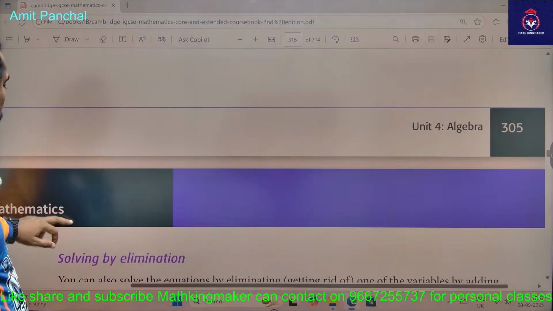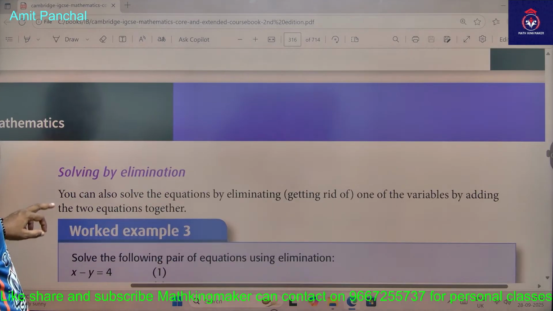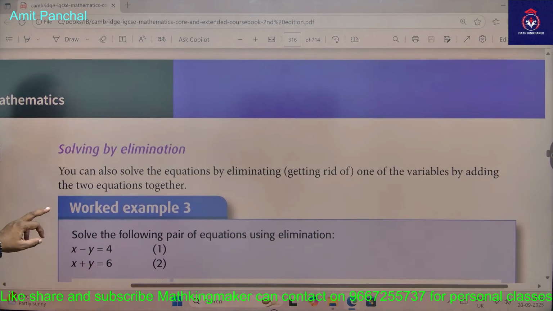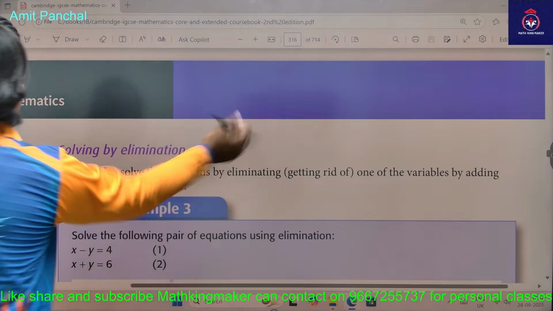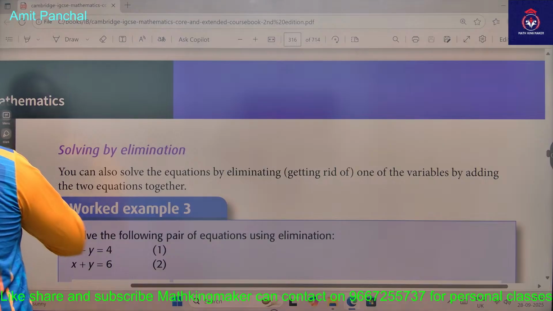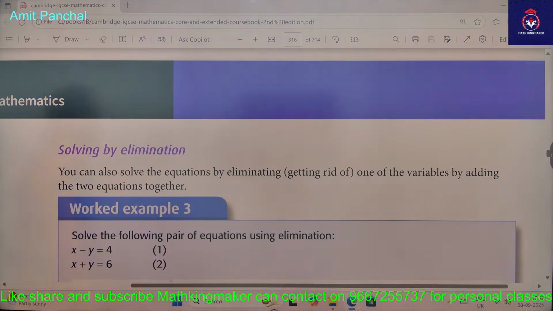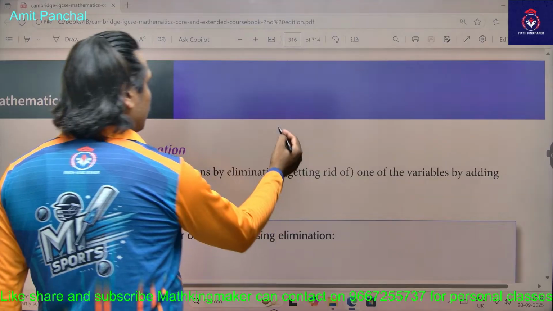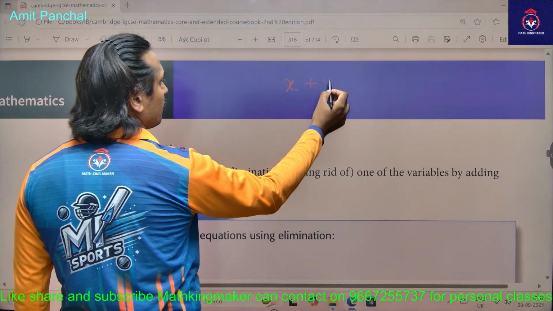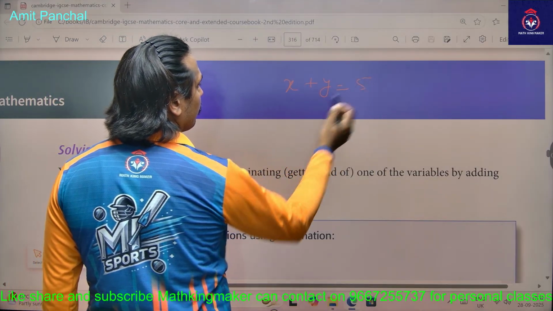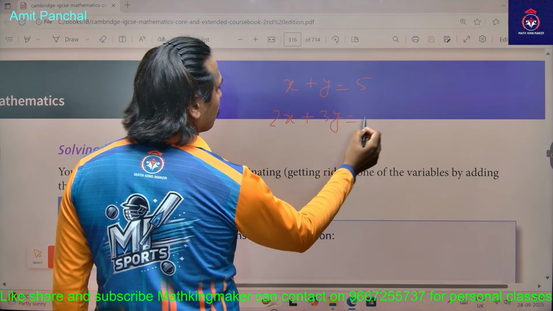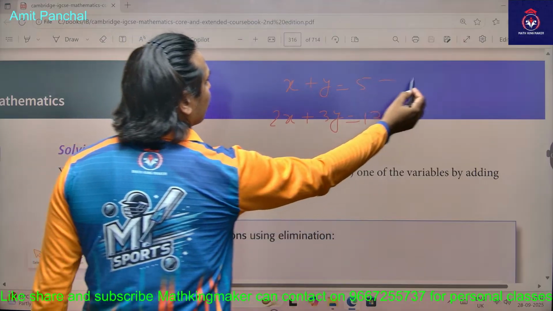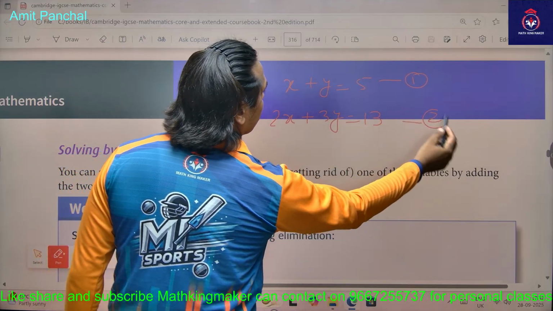Let's do one more. Now this time, solving by elimination. That is also very simple. This time you are going to eliminate any of the variables. So your equation was x plus y equals 5 and the other equation was 2x plus 3y equals 13. Let us say this is your first equation and this is your second equation.